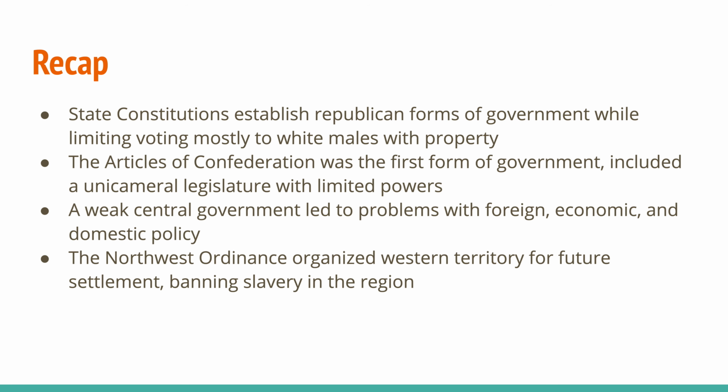All right, so that's it. Let's talk about the recap. State constitutions established Republican forms of government while limiting voting rights, mostly to white males with property. The new form of government, the Articles of Confederation, was the first form of government, and included a unicameral legislature with limited powers. Then a weak central government led to the problems with foreign, economic, and domestic policy. And then the one good thing, the one victory that they had, was the Northwest Ordinance. It organized Western Territory for future settlement, banning slavery in the region.